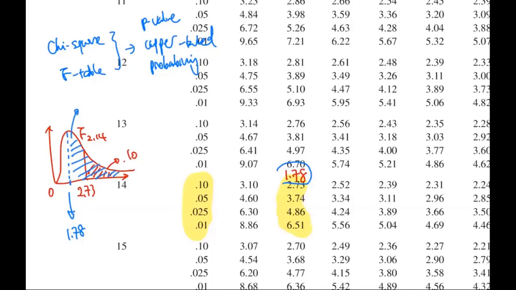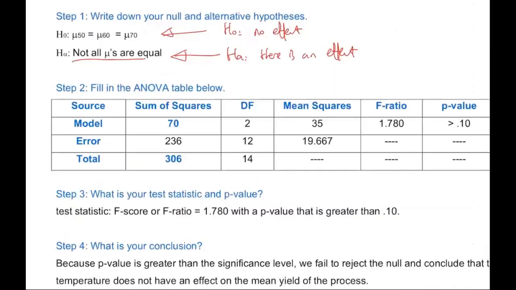Because we know this one right here is 10% and the blue area is definitely more than 10%. So from this table, we know that the corresponding p-value for 1.78 has to be more than 10%. So the p-value is more than 10%, and right here is 10%.